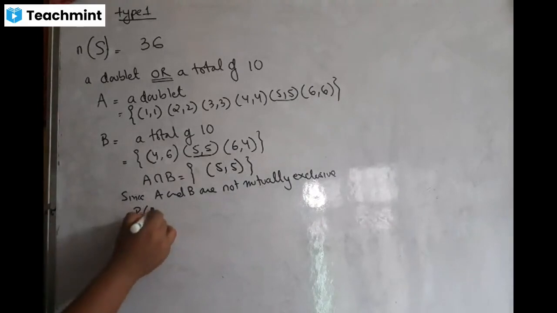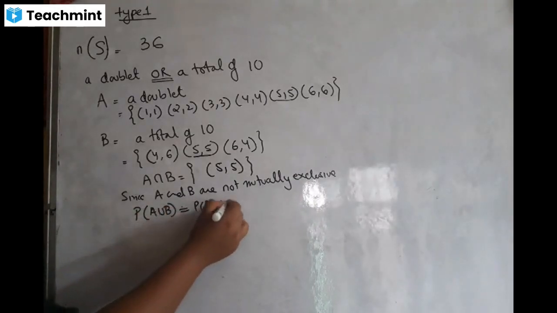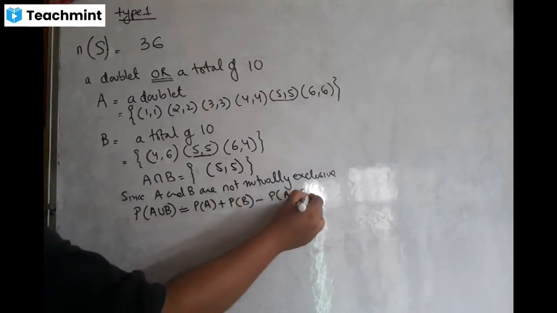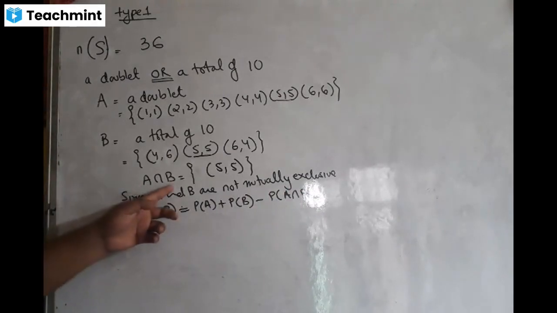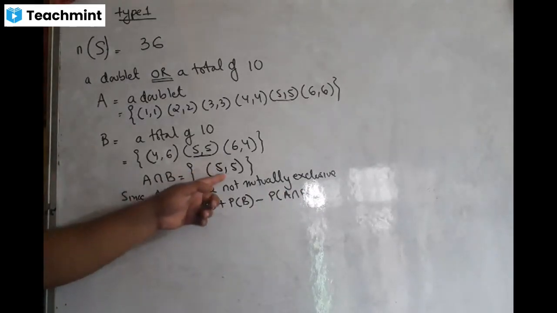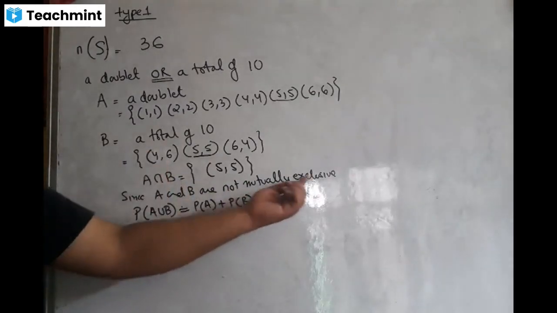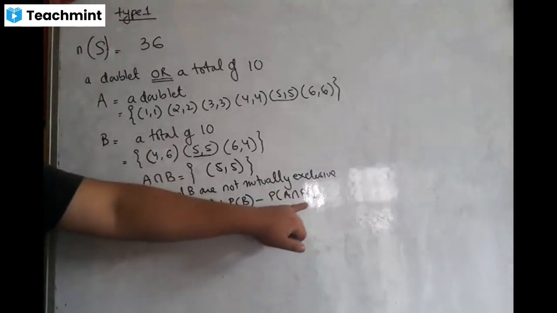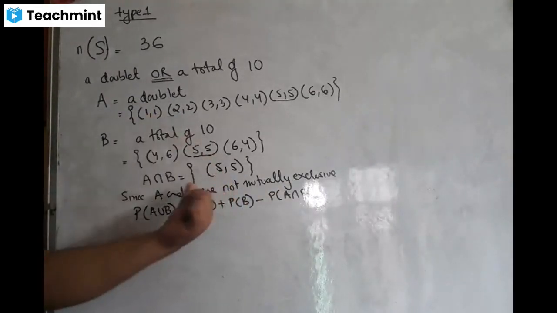The formula is probability of A union B is equal to probability of A plus probability of B minus probability of A intersection B. Let me remind you one more time, students, those who were not there yesterday: if there is nothing common between A and B, then this is going to be 0. So probability of 0 is 0. That means if there is nothing common, we call it mutually exclusive. After that, this part will not be there.